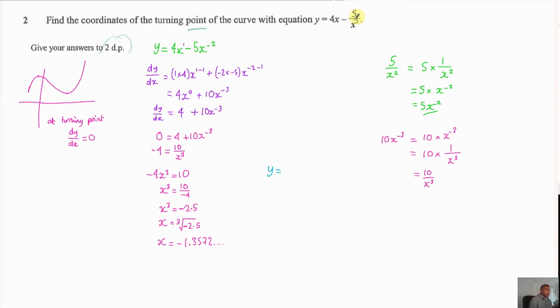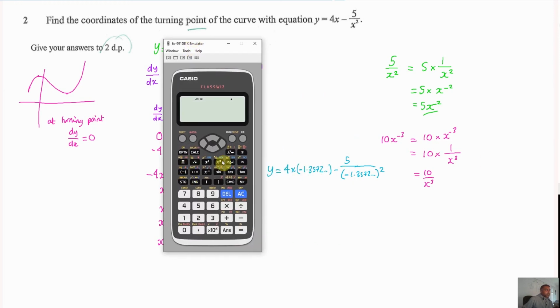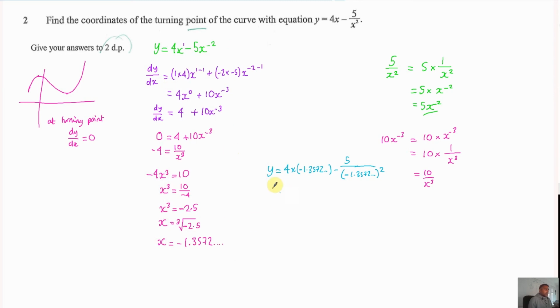So y equals, and notice I'm going to change it back to the original equation, 4 times minus 1.3572... You don't need to write all of this out, but these are little hints for maintaining accuracy. That's what I want to enter into my calculator, and it makes your life easier because I've already got that answer stored in my calculator. So doing that all in one go, that will be 4 times answer, because it's stored from before, minus fraction button, 5, press down, answer squared. And that gives us minus 8.143... So now we've got both our x and our y coordinate.